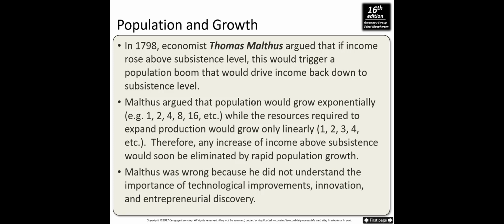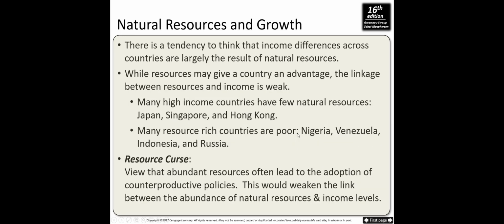Malthus was wrong because he did not understand the importance of technological improvements, innovation, and entrepreneurial discovery. We are not actually producing linearly now. Because of the technology and the discovery, our production grows maybe more than threefold, fourfold.